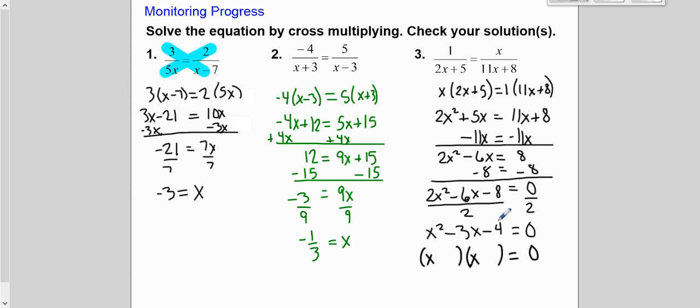What are 2 numbers that multiply to be negative 4 and add to be negative 3? And those go here. Negative 4 and positive 1. Those multiply to be negative 4 and add to be negative 3. So this is the factored form. Write each one of your factors equal to 0, and solve, and we get x equals 4 and negative 1.